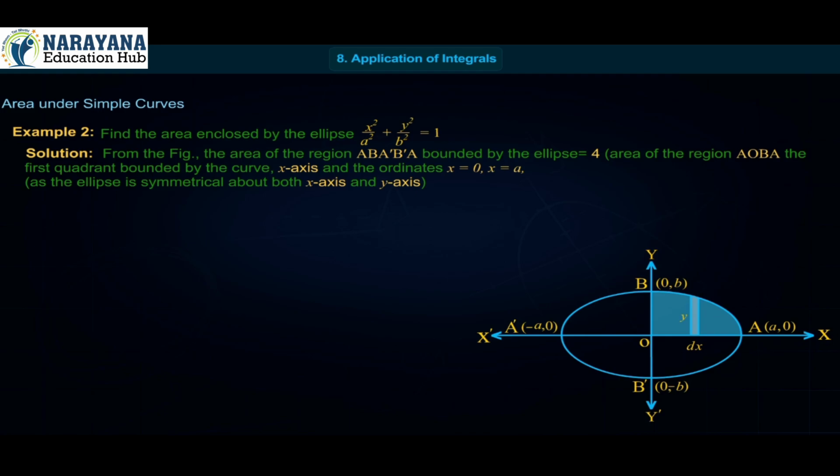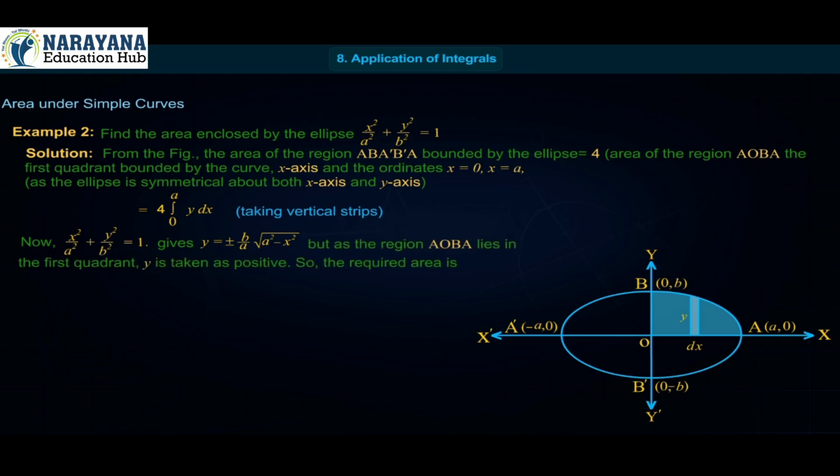As the ellipse is symmetrical about both the x-axis and y-axis, it is 4 ∫ from 0 to a y dx, taking vertical strips. Now x²/a² + y²/b² = 1 gives y = ± (b/a) √(a² − x²). But as the region AOBA lies in the first quadrant, y is taken as positive.